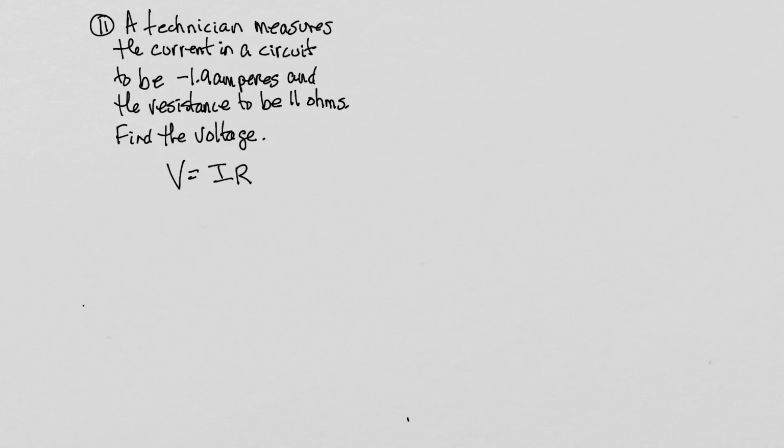All right, so what we have here is this is the voltage. This is the current. And this is the resistance. So I found that in the book on page 75. There's a list of formulas there that you're going to find useful.